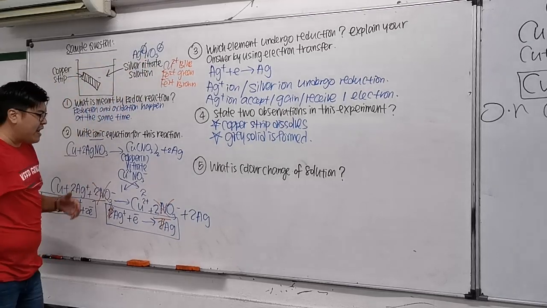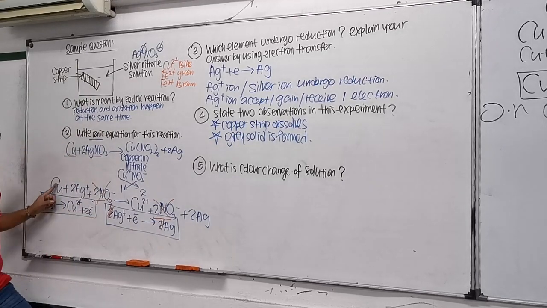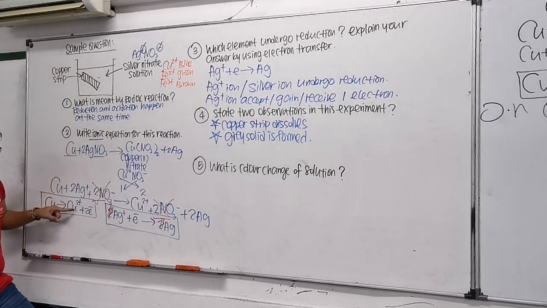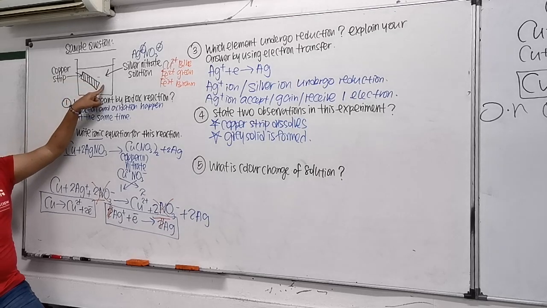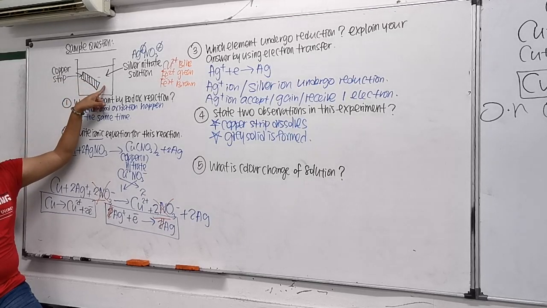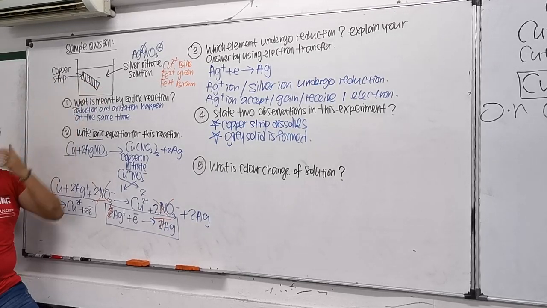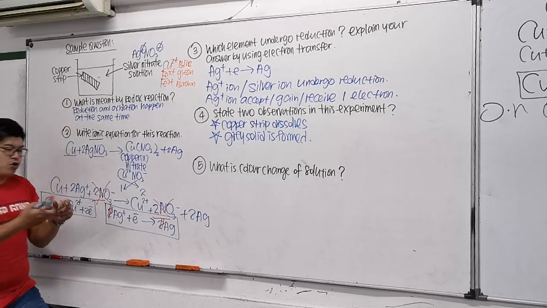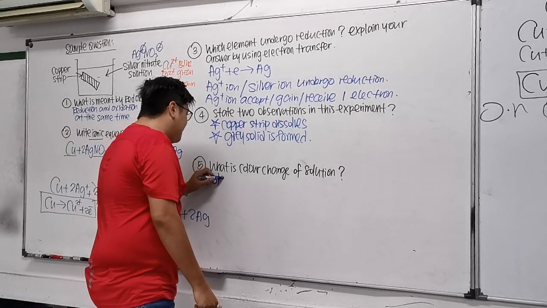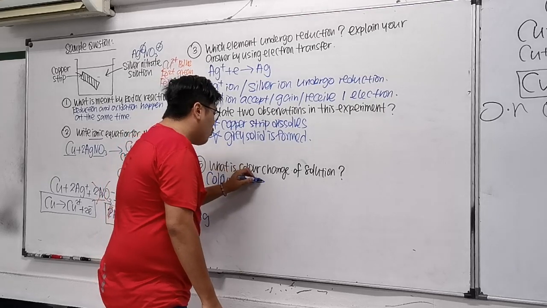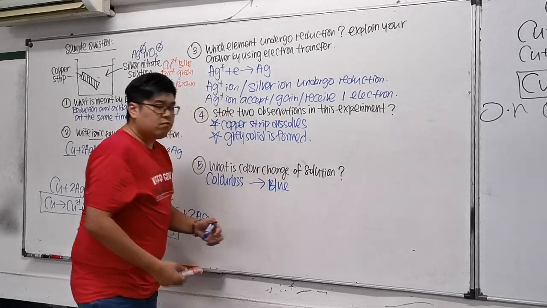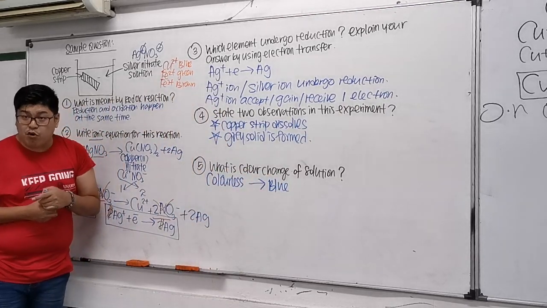Then what happened in the end? As you can see, Cu becomes Cu2+. When Cu becomes Cu2+, now all of a sudden, inside here there is Cu2+ already. When you have Cu2+, now the color should become what? Blue. Okay? So you will see the color change from colorless in the first place, all the way to blue. So that is the color change. Are you okay with that?